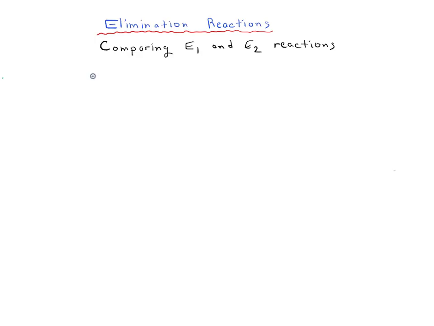So let's draw an example of an E1 reaction first. And let's say we start with an example like tert-butyl chloride. Here, we're going to start with a tertiary chloride. And our solvent here might be water, and we're going to have heat as well. And as we heat this reaction, we are going to have the loss of the leaving group. That is the key step and the rate determining step in the E1 reaction.